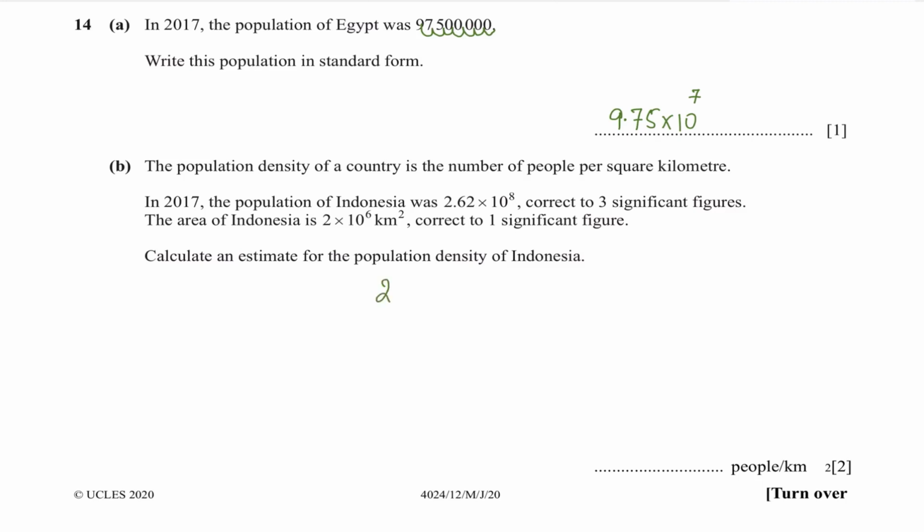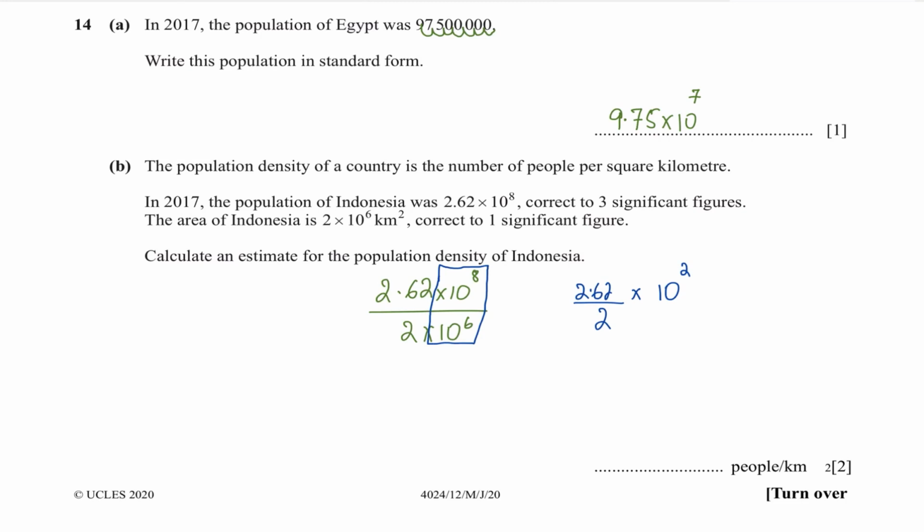So let's take the population in the numerator, which is 2.62 times 10 raised to the power 8, and divide by the area, which is 2 times 10 raised to the power 6. An easy way to remember how to solve standard form questions in which we have to divide is that you have to compare apples with apples and oranges with oranges. What I mean by that is we're going to divide the powers of 10 and then we're going to divide the numbers that we have before that. So 10 power 8 divided by 10 power 6 is going to be 10 power 2, since 8 minus 6 is 2, and then we have 2.62 upon 2.